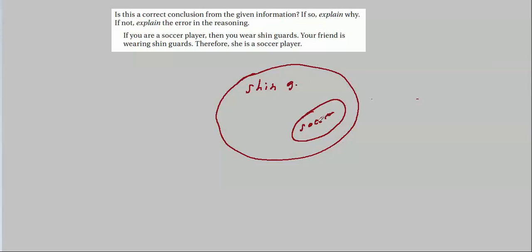However, you can fill this with lots of other athletes. Lots of people wear shin guards. They might not even be athletes. It might just be people who get kicked in the shins a lot. So I would put a definite no, this is not a correct conclusion.